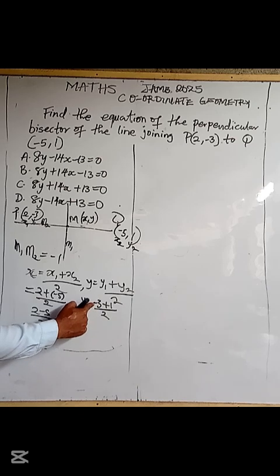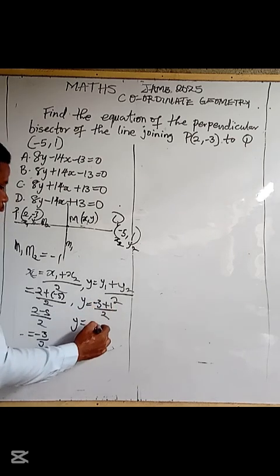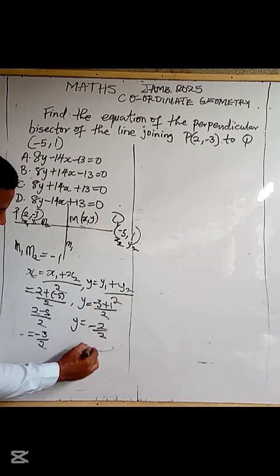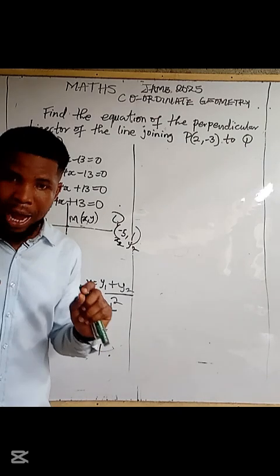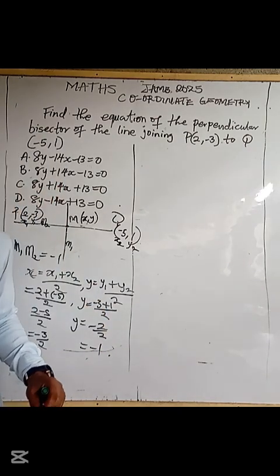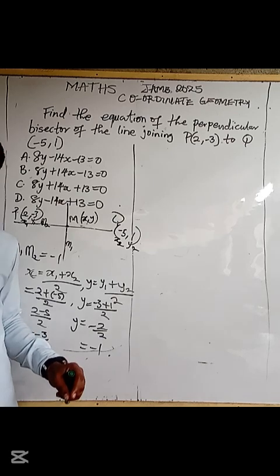Minus 3 plus 1 is what? Minus 2 over 2, that is minus 1. Okay, so we've gotten the coordinate of the midpoint, right? So that's the coordinate of the midpoint. So let's get the equation of the line now.